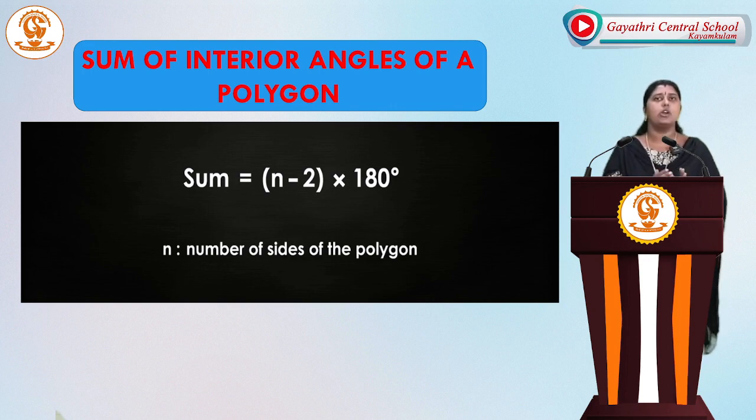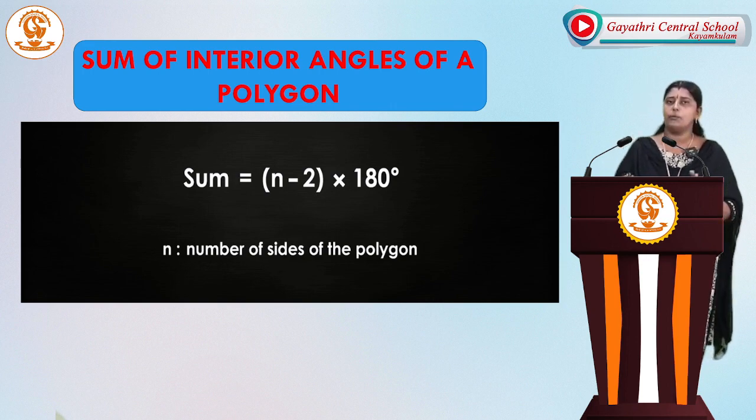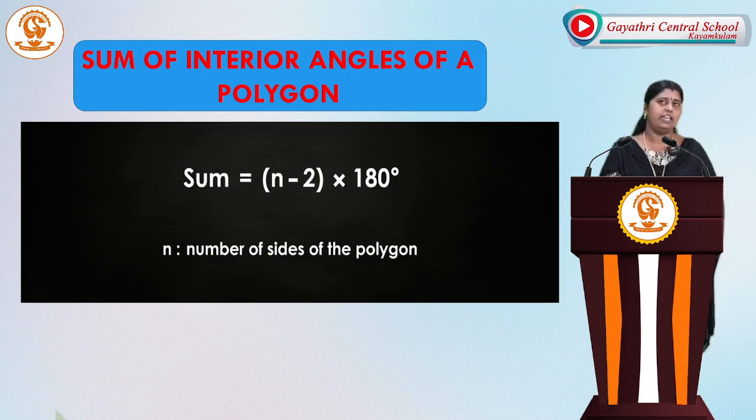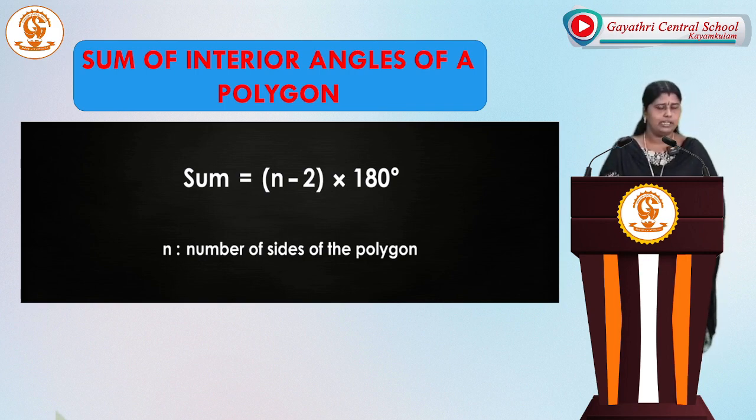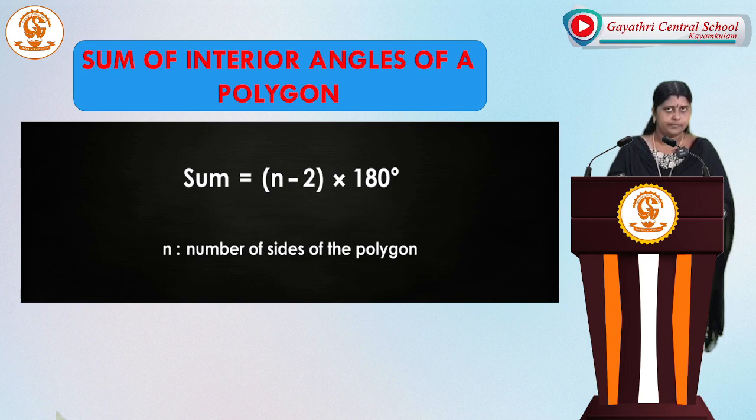Is this concept clear? The sum of interior angles of a polygon. Yes, ma'am, it's clear. Tell me. Ma'am, does it matter if it's a concave or a convex polygon? We are discussing convex polygons. Can you identify this triangle? We are discussing triangles and quadrilaterals. All these figures are convex polygons. Is it clear? Yes, ma'am, it is clear.